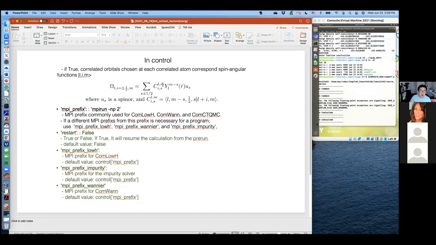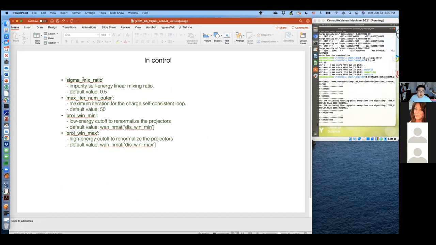And we can provide the MPI prefix universally, or if you want, you can provide a specific MPI prefix individually for different components of the COMDMFT package. You can also specify whether you want to restart the calculation or not, but the default is false. And sigma mixing ratio is the key for the self-energy linear mixing. The default choice is 0.5, but so far so good. And the number of iterations I can specify in this way here.